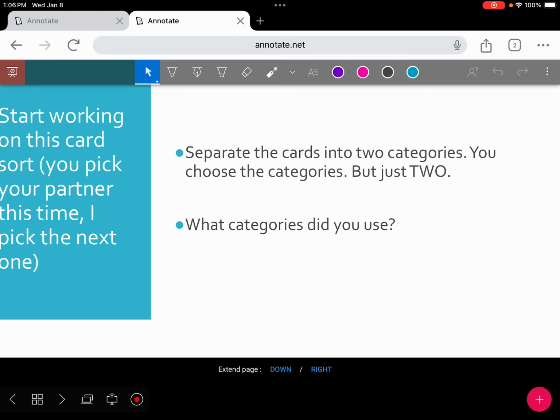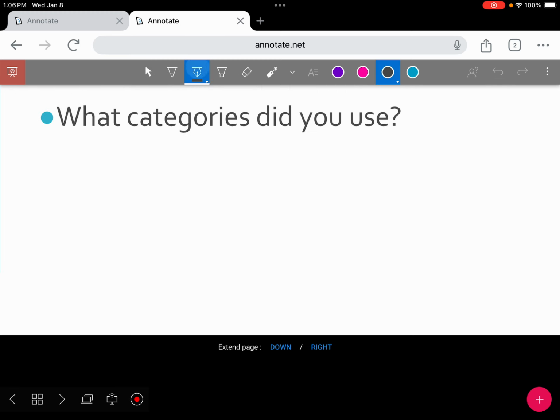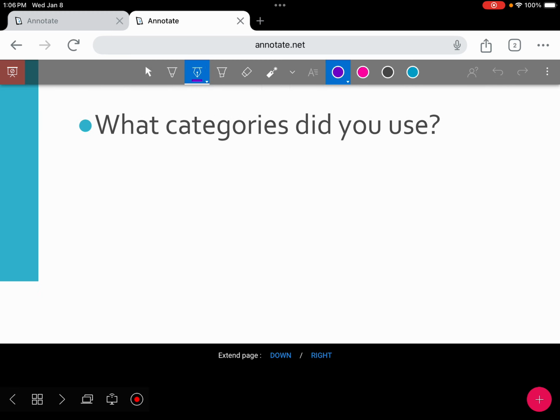All right. So, what categories did you use? So, linear versus non. Okay. What else we use? I know at least one person used graphs versus not graphs. They just weren't calling it out right now.